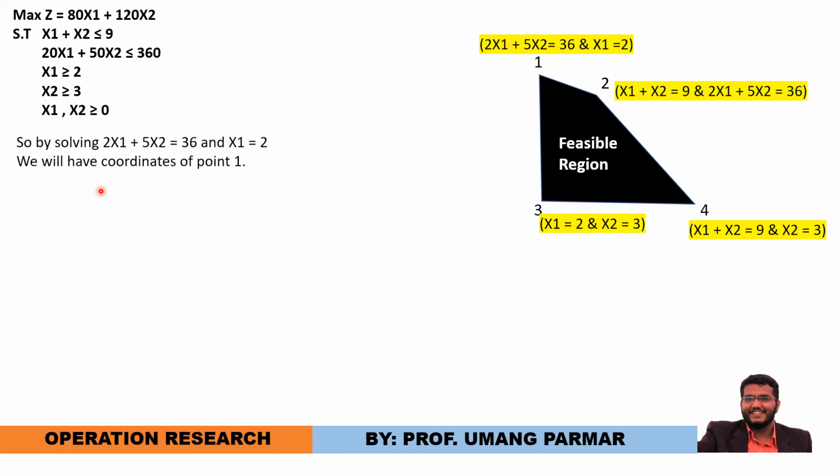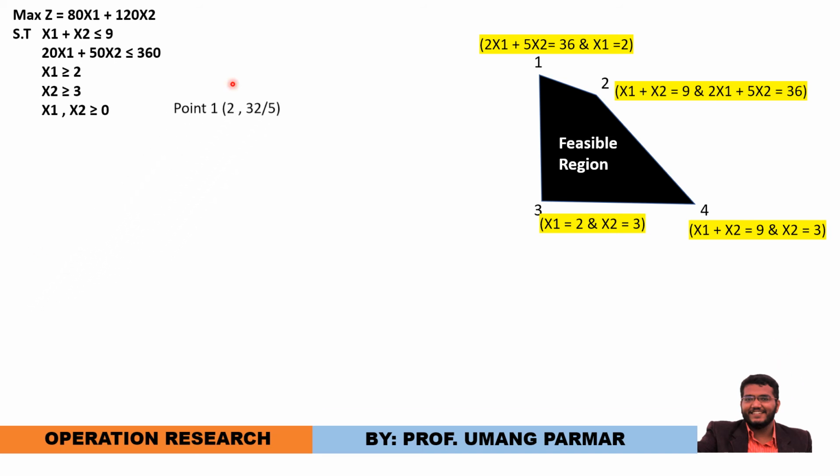If I want to calculate the coordinates of point 1, then I need to put the value of x1 equal to 2 in the equation 2x1 plus 5x2 equals 36. When I put x1 equals 2 here, it becomes 5x2 equals 36 minus 4. The answer will be 32. So x2 equals 32 upon 5 and x1 equals 2. These are the coordinates of my first point, point number 1. So this is how I get the first point and its coordinates.